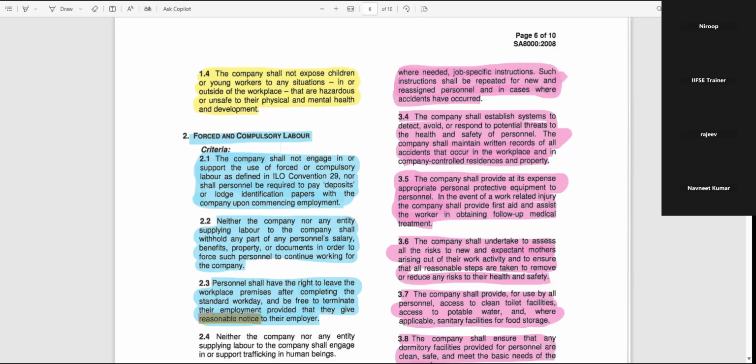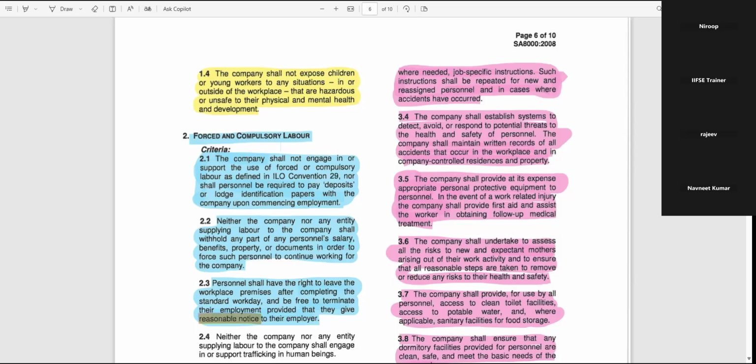After the completion of activity, we have the right to leave. They should not be forced to work beyond the hours. If he is interested, he can be allowed to do extra hours. Otherwise, he has the right to leave the premises.